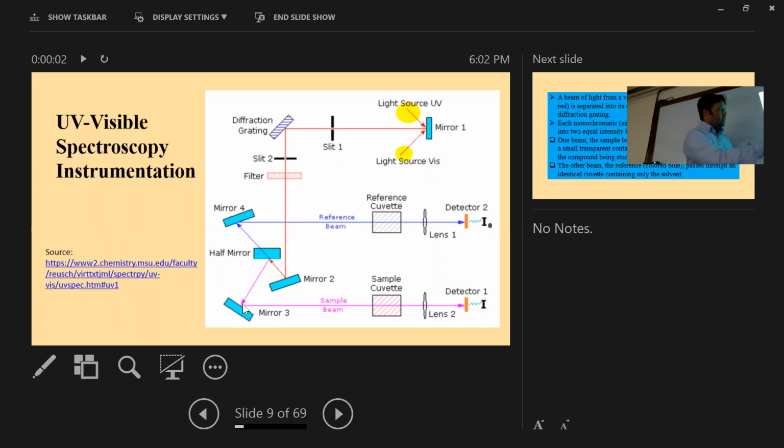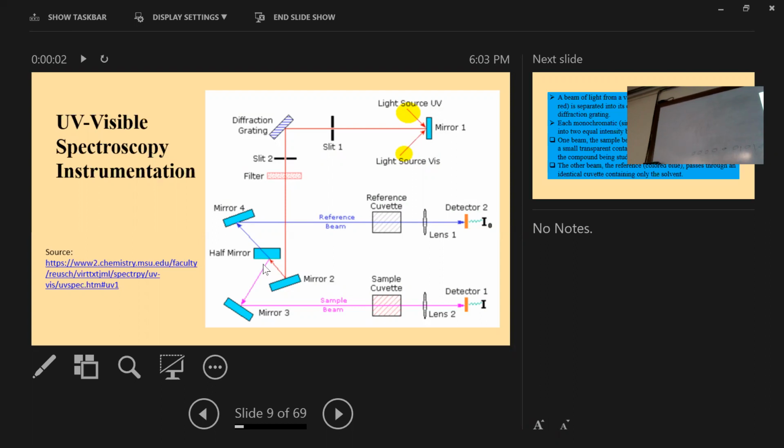That means from here we are getting the transmitted light. We are also getting the transmitted light from here. If we consider the transmitted light intensity as I naught, and the transmitted light through the sample as I, then by comparing I naught and I, we can find out how much light it has absorbed.